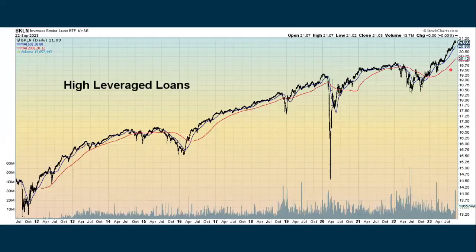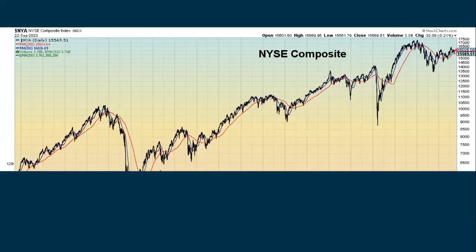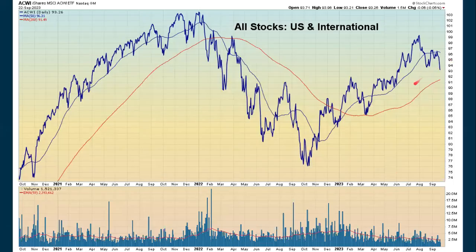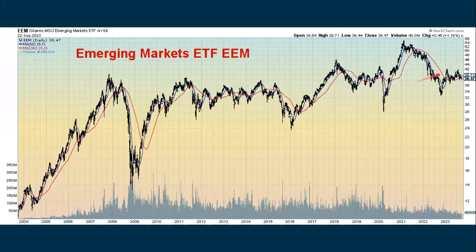And high leverage loans, which I always say in the video, if we were getting ready to fall off a cliff economically, would this be going up as strong as it is? Probably not. And this has been happening for quite a while now. So this is giving us a little bit more confidence about the economy. We look at the NYSE composite, which has been chopping more or less sideways, but it's still in an uptrend. All stocks, recent weakness, but still in an uptrend. Emerging markets, pretty much chopping sideways, still in a tentative uptrend.